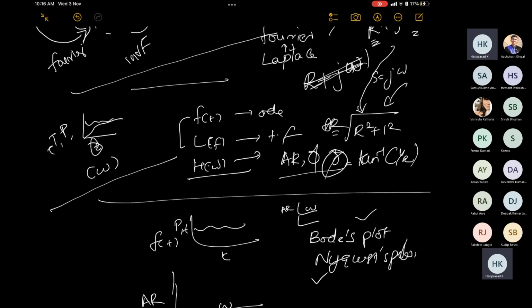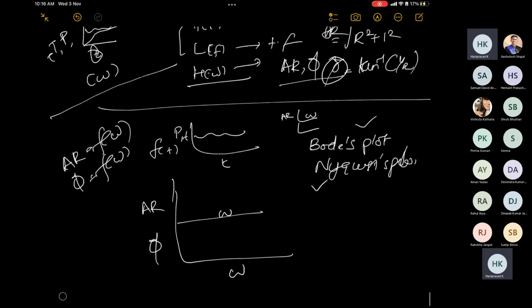So what I'm trying to say is you won't get the amplitude ratio as a fixed quantity. Your amplitude ratio would be a function of omega, and your phase angle will also be a function of omega. So it would vary when you plug in the value of omega. How the amplitude ratio and phase angle vary with respect to omega is generally achieved by the Bode plot. And it's also a very important tool to check stability. We will come to that at a later time.